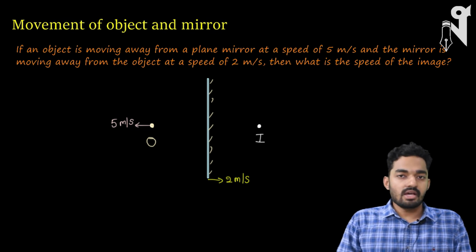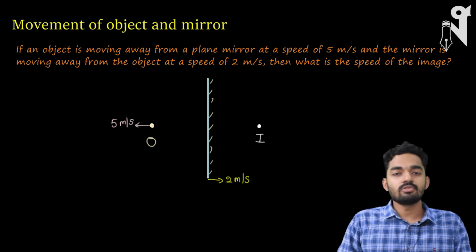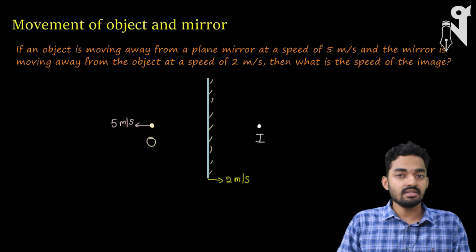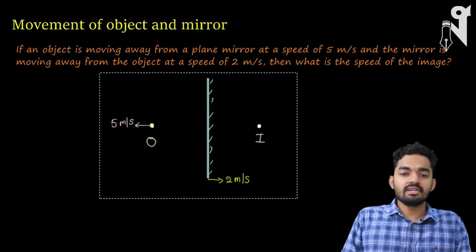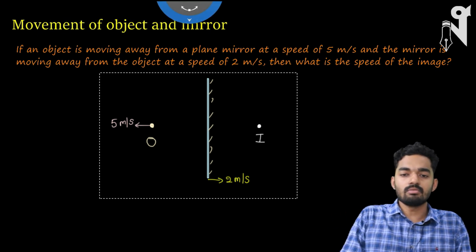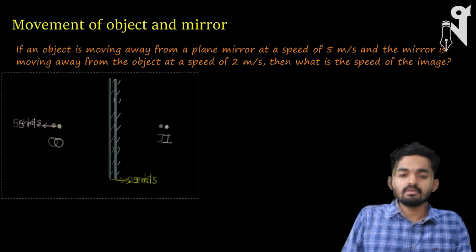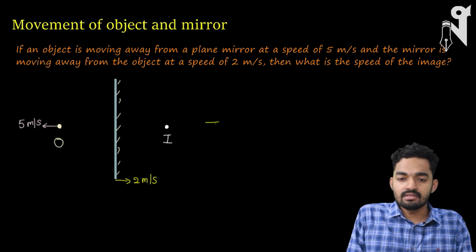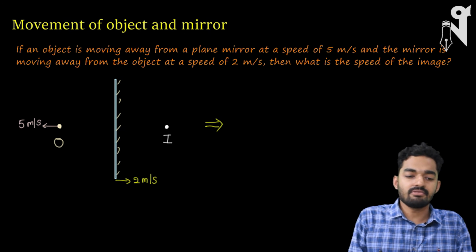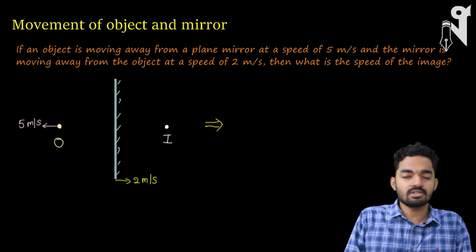Well, we know what happens to the image when the object is moving. We also know what happens when the mirror is moving. Now in this problem, both the object and the mirror are moving. So how to solve this? Well, what we can do is we can try to split this problem into two different parts. In the first part I'll say that only the object is moving.